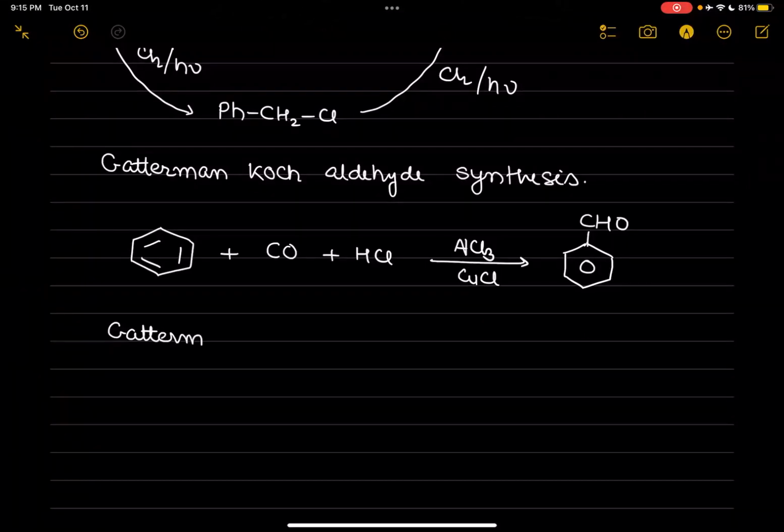This is not the Gattermann reaction which you were telling. That is for diazonium. Okay. That is for the preparation of halides. Right? Yes, sir. But there also you have a Gattermann reaction, and this Gattermann reaction is different. Right? Yes, sir.